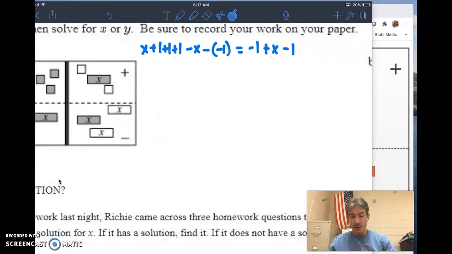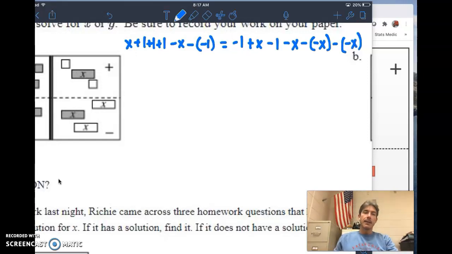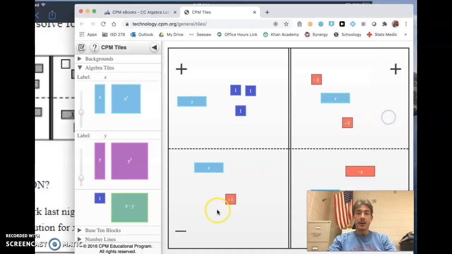I'm going to slide this over a little bit. And then down below, I'm taking away an x, and I'm taking away a negative x, and one more subtraction of a negative x. Now, I'll admit, that doesn't look very attractive right now, right? There are some things that you guys know you can do in order to make this a little easier. Let's talk about them, but let's use the algebra tiles to help, right?